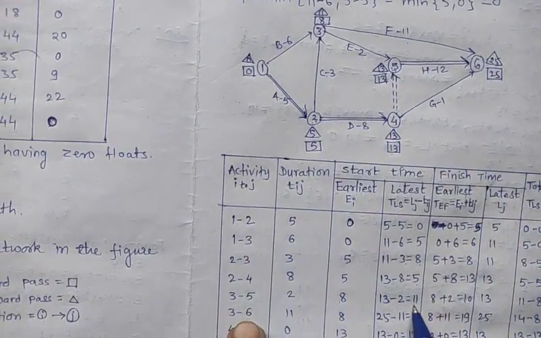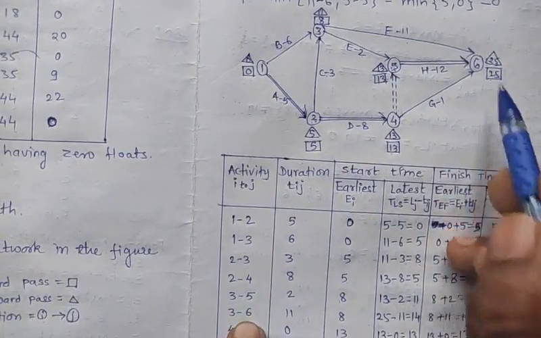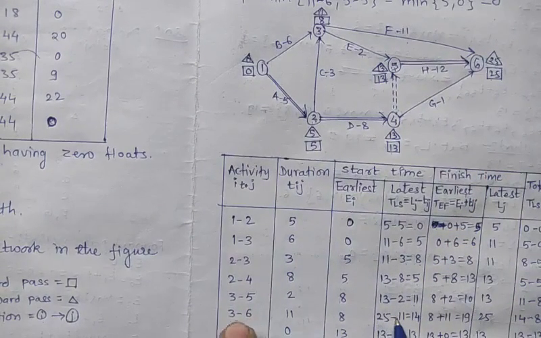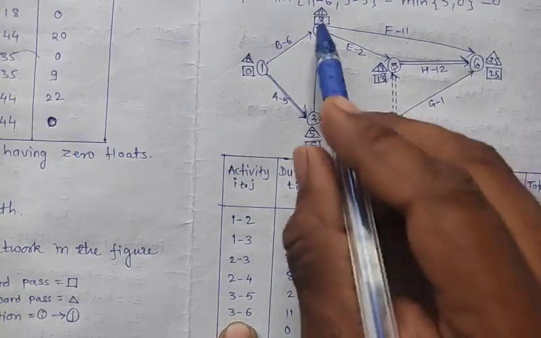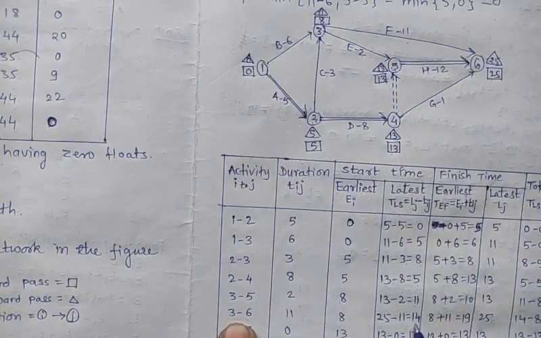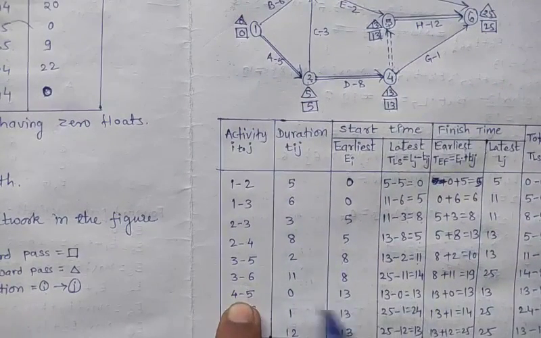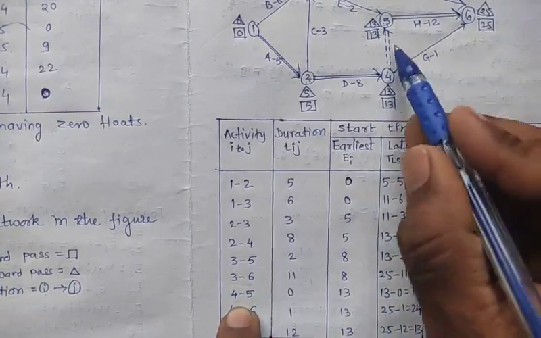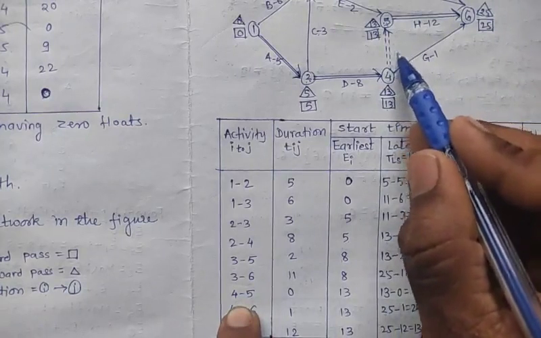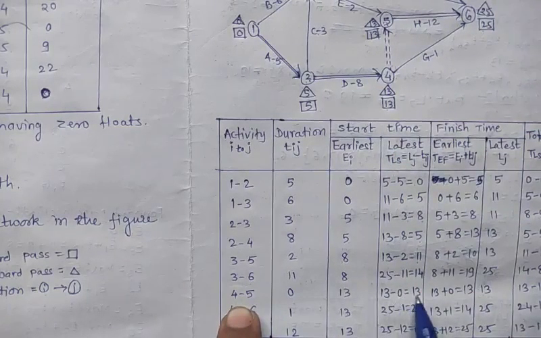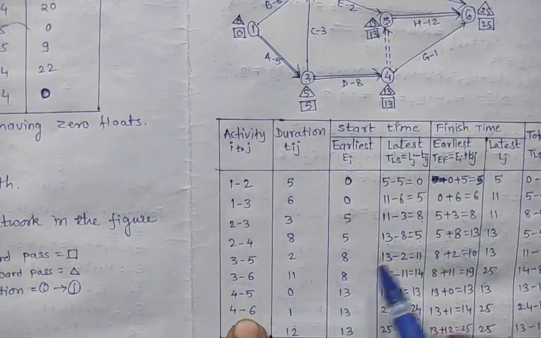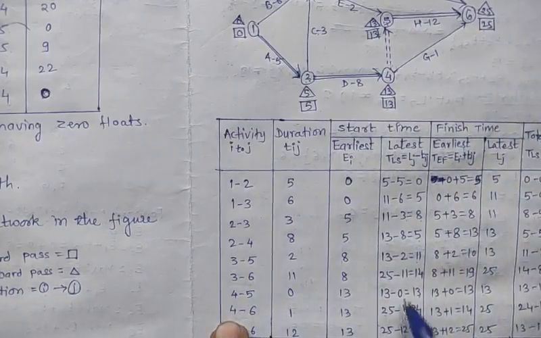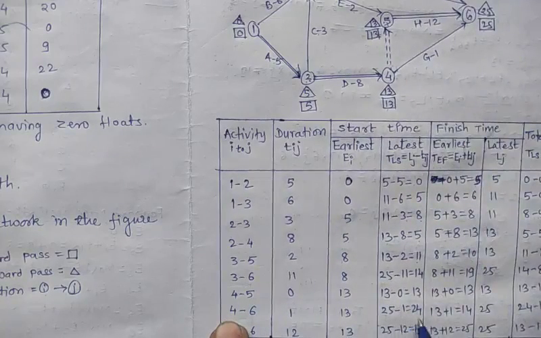Next the jth event is 6. So the value of L6 is 25 minus 3 6. Distance t 3 6 is 11. 25 minus 11 is 14. Next the jth event is 5. So L5 is 13 minus 4 5. Because this is a dummy activity, the distance will be 0. 13 minus 0 is 13. Now the jth event is 6. Okay, so L6 is 25 minus 4 6, distance is 1. 25 minus 1 equals 24.